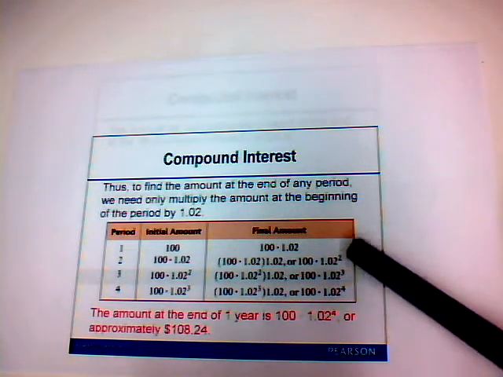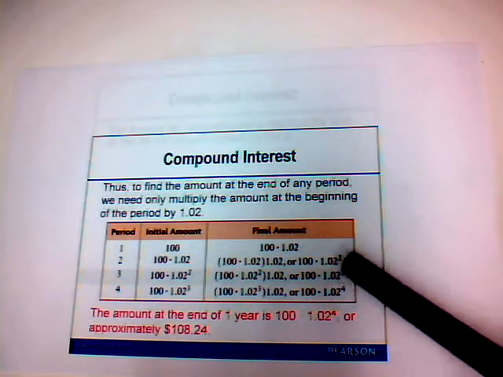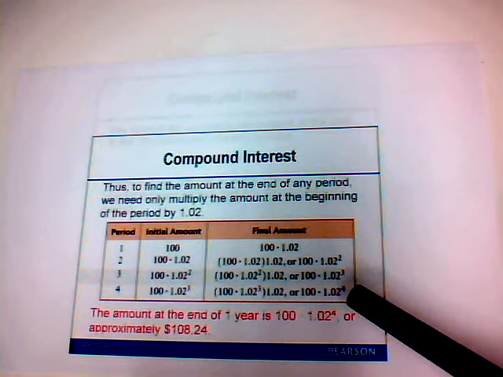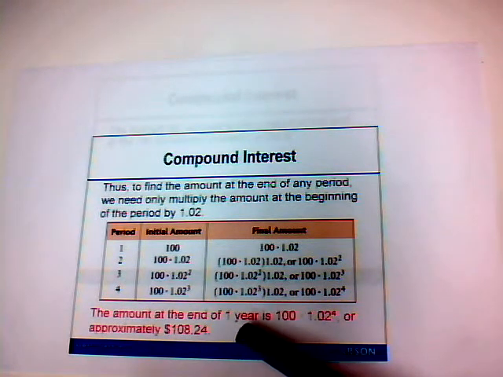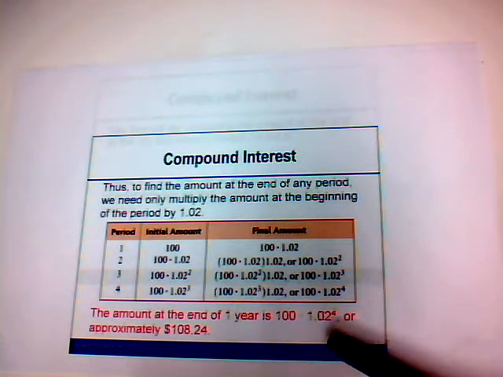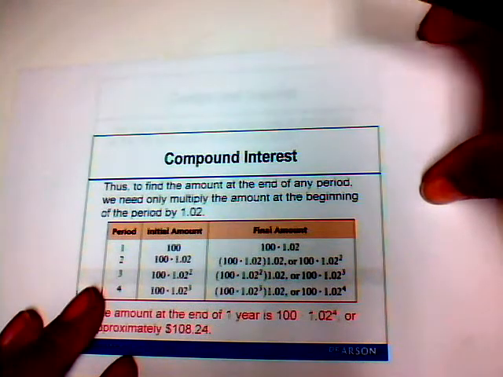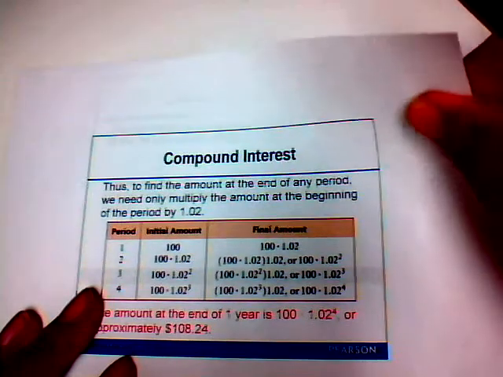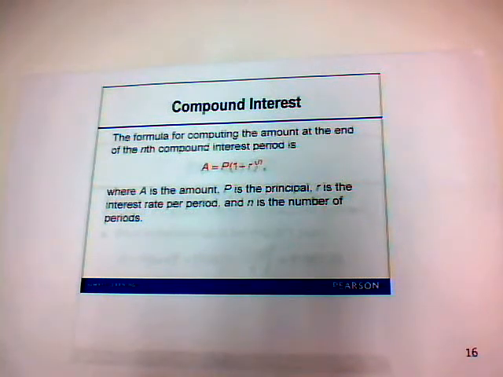Okay. And this is pretty much the long drawn out table of how this is done. And in this case, the amount at the end of 1 year is 100 times 1.02 raised to the 4th, or approximately $108.24. And this is the formula for finding the compound interest.